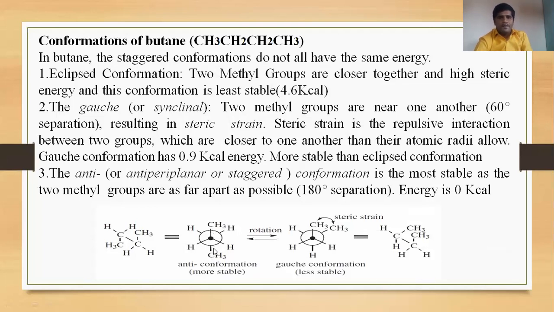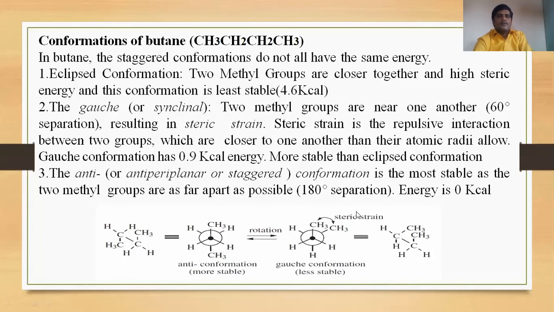If the bond angle between this methyl and this methyl is 60, this is called the Gauche conformation, and the steric strain energy is higher than the anti, so it is less stable than that, and the Gauche conformation is more stable than the eclipsed conformation. Okay, that is the conformation we have written, and whatever the Sawhorse projection is, we have written here.